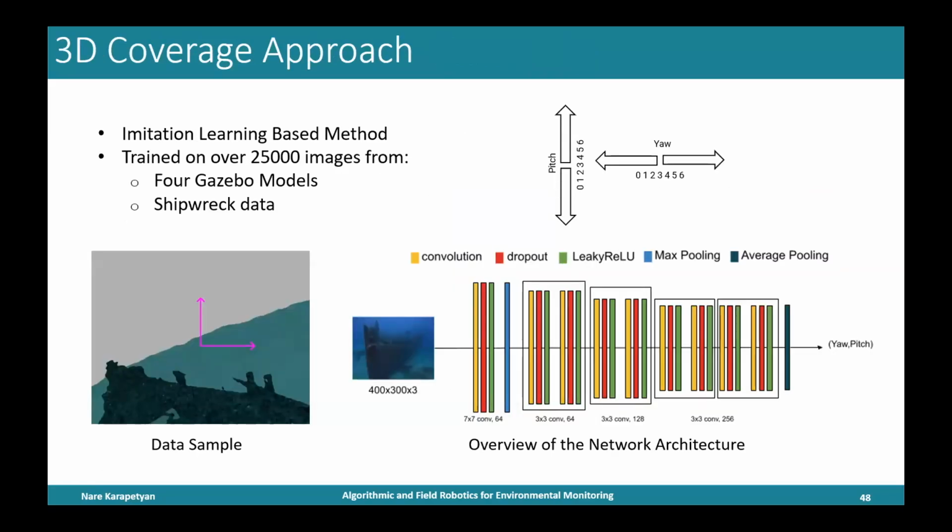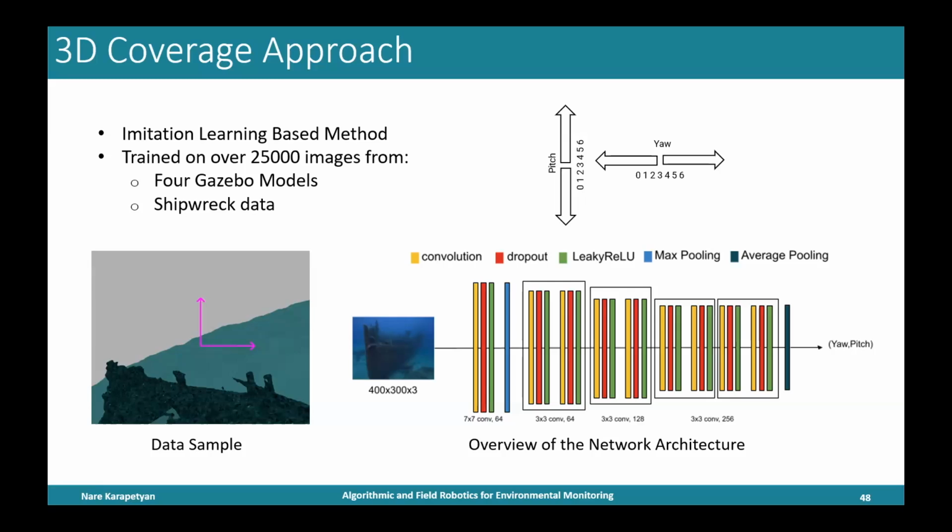And using this idea that I just described previously, that as a human, we know how to navigate around the complex structure, we wanted to do the behavior cloning for the robot. By that, what I mean is, given the image of the current environment, we wanted to teach the robot how to change the yaw and pitch of the robot in order to navigate towards these areas of the shipwreck.